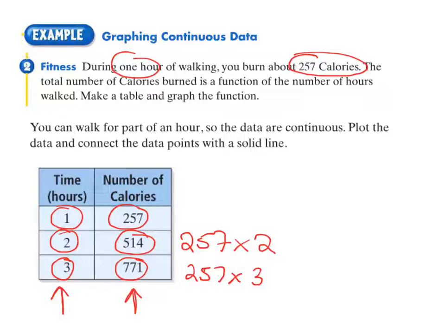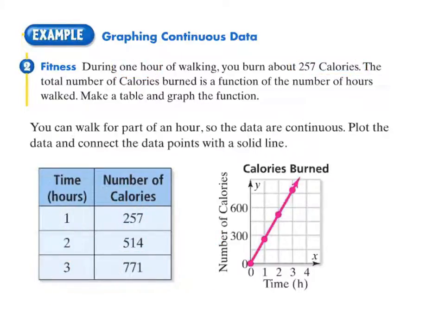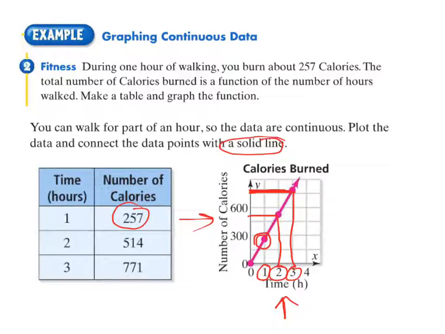Now let's draw a graph based upon this table. Plot the time on the x-axis and plot the number of calories on the y-axis. For 1 hour, you burn 257, a little below 300. For 2 hours, you burn 514, a little less than 550. For 3 hours, you burn 771. If this is 600, this is 700, a little more than 700. So we plotted the points. And how will you join these points? With a solid line. Why? Because the data is continuous.